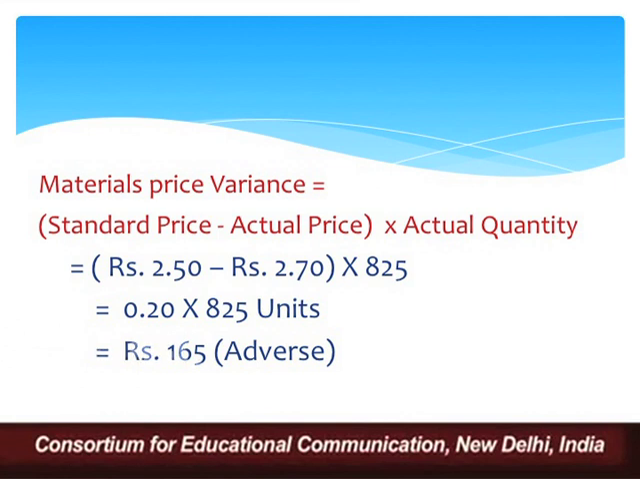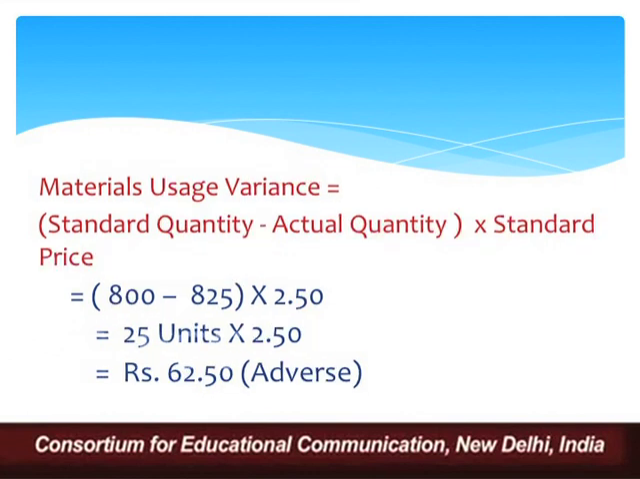Now remember, my dear students, why I am writing adverse here: because actual price of material is greater than that of standard price. So wherever actual is greater than standard in terms of my cost, I would say that this is going to increase my cost, so it is adverse for me. So this 165 rupees adverse is my material price variance. The next step is to calculate material usage variance.